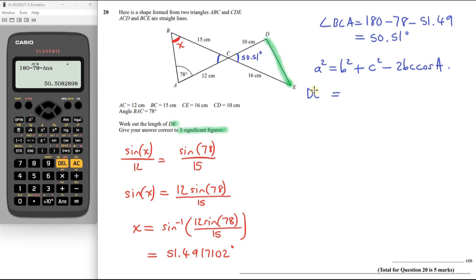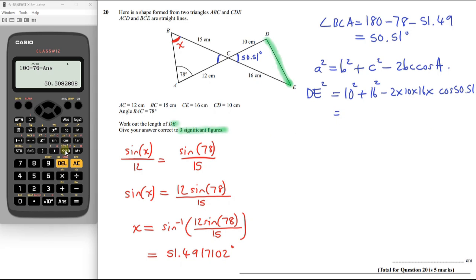So we can say DE squared is equal to b squared. Let's just say it doesn't matter which one's b and which one's c. So 10 squared plus 16 squared minus 2 times 10 times 16 times the cosine of 50.51. Okay, there's a lot going on in here.